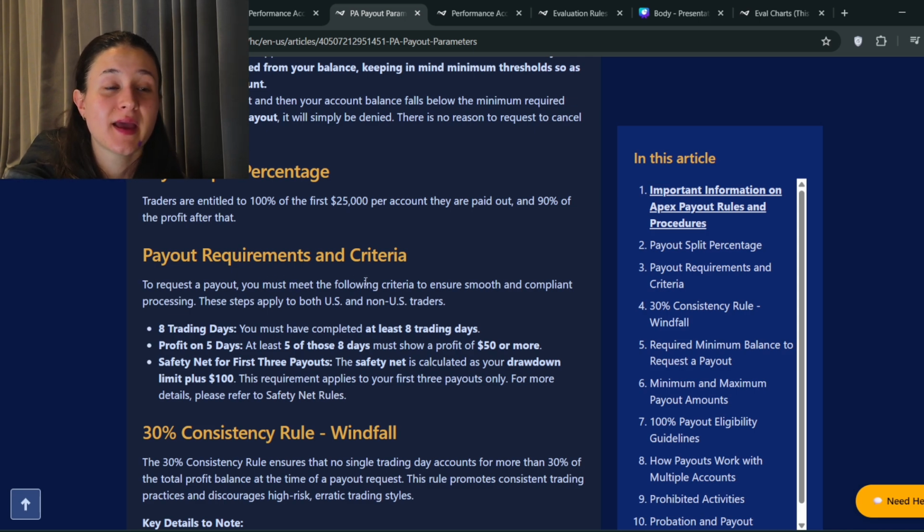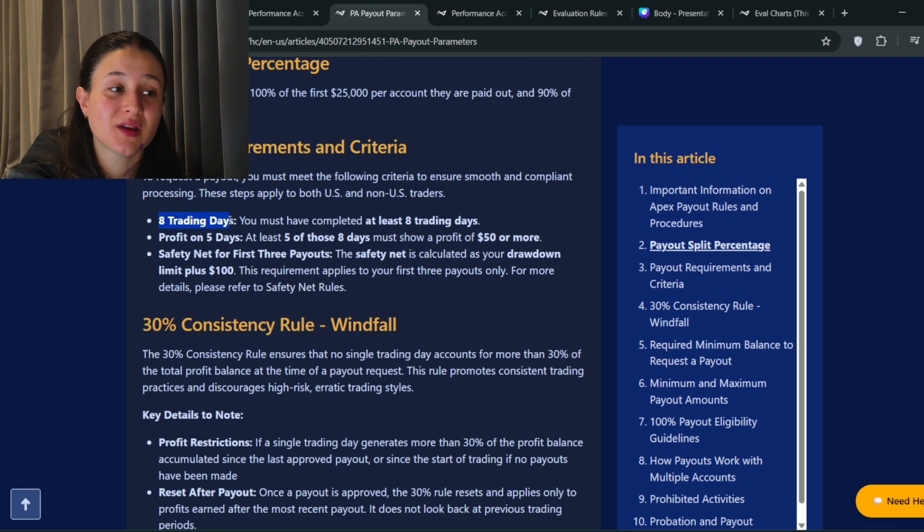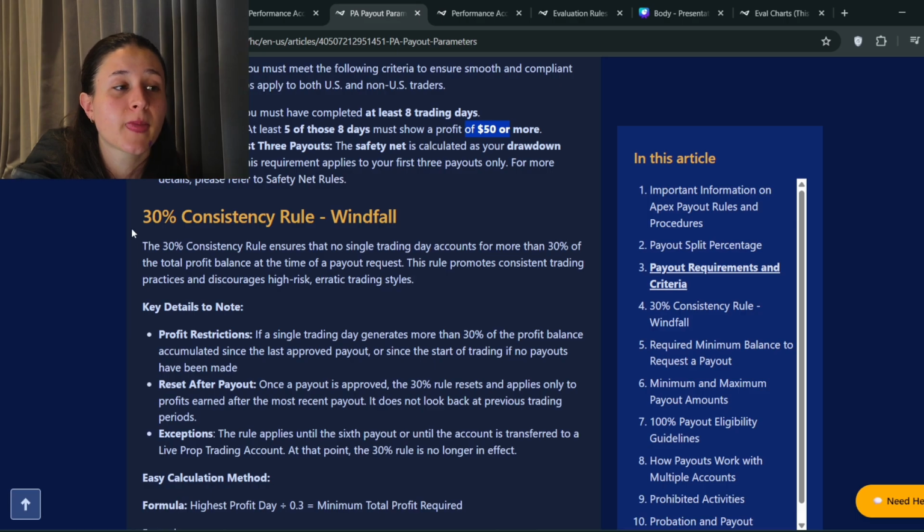Payout requirements and criteria. You need 8 trading days. You must have completed 8 trading days. Profit on 5 days: at least 5 of those 8 days must show a profit of $50 or more. So you can have 3 losing days, but at least 5 of those must show a profit of 50 or more. Safety net for the first 3 payouts. The safety net is calculated as drawdown limit plus 100. This requirement, you can continue to read.